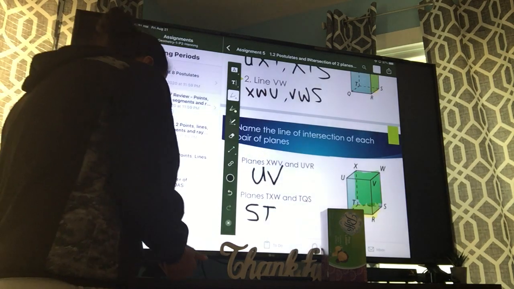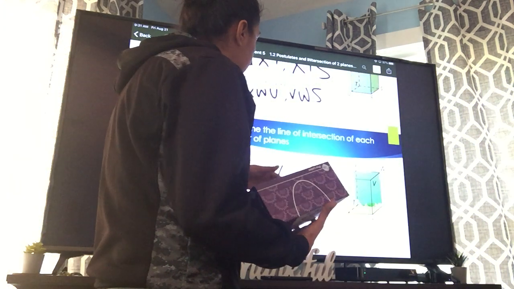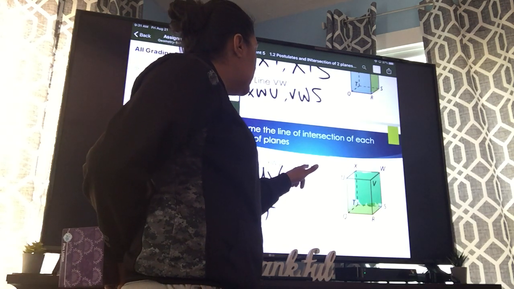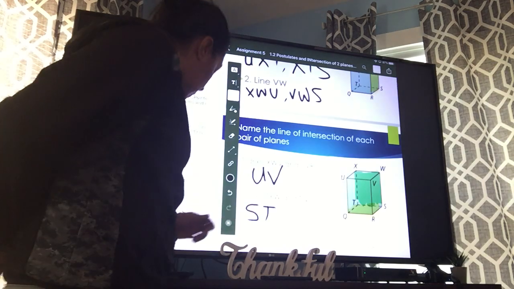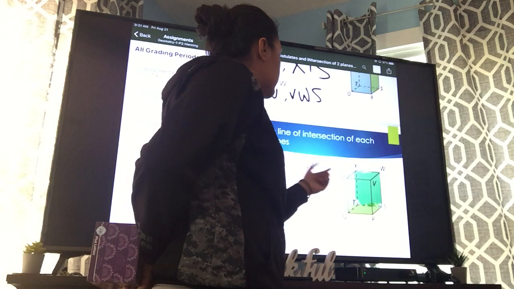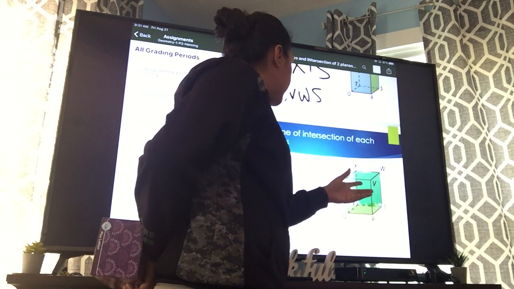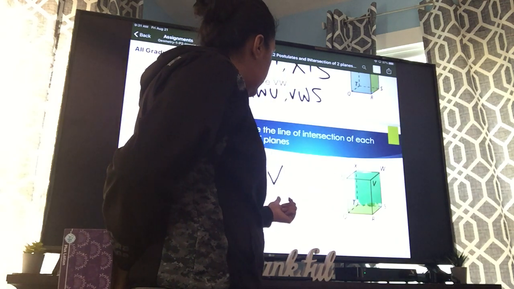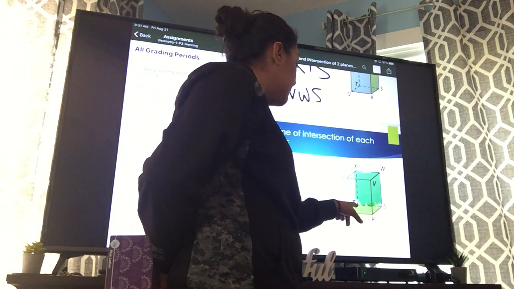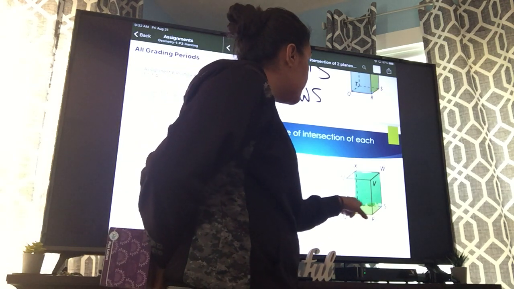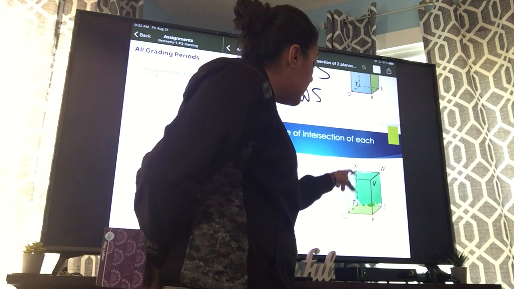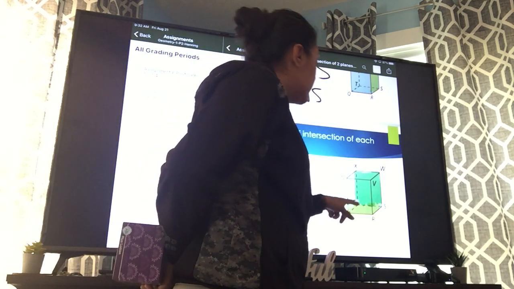And if you look at the titles of the planes, it kind of gives you an indicator. So if you look at XWV and UVR, see what they share. Well, they both have a V in them, so I know that my line of intersection has to have a V. So it's got to be something with a V in it. And in this one, you got TXW and TQS. Well, they both have a T, so my line of intersection is T something. So it's just a matter of figuring out which. Well, TQ doesn't touch anything, and TX only touches one, and TS touches them both.